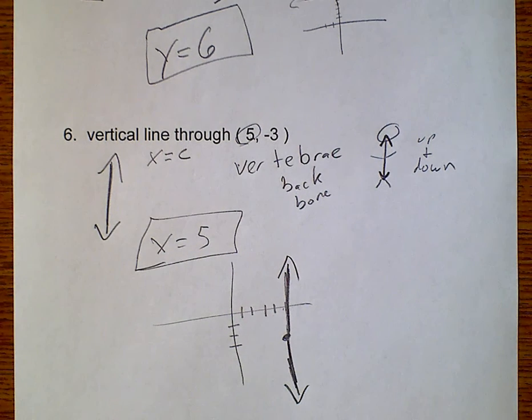Horizontal lines and vertical lines are even easier than if they give you 2 points, because you know it's either going to be y equals a number for horizontal or x equals a number for vertical.